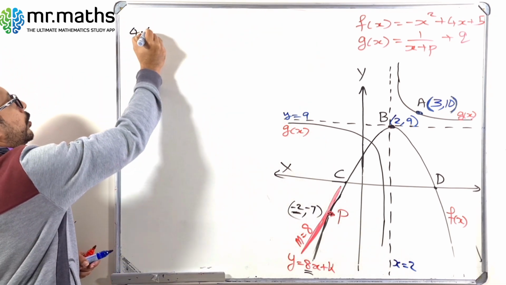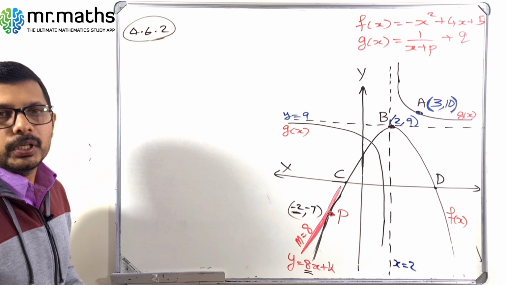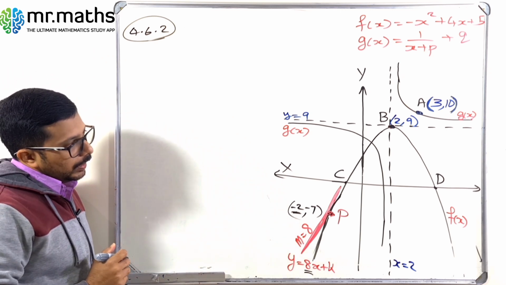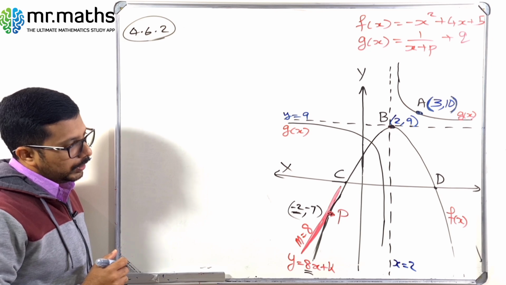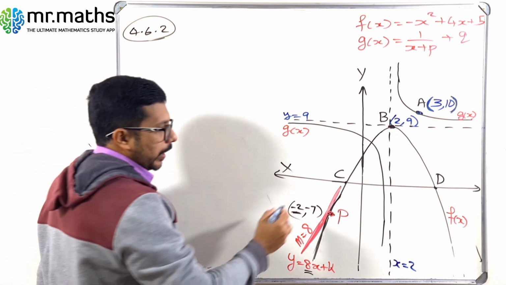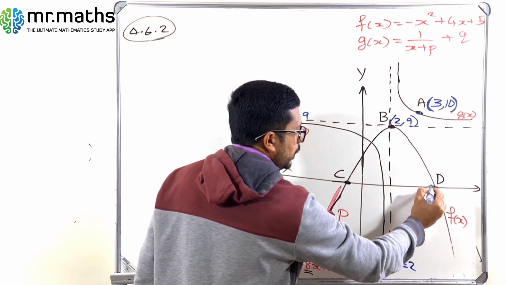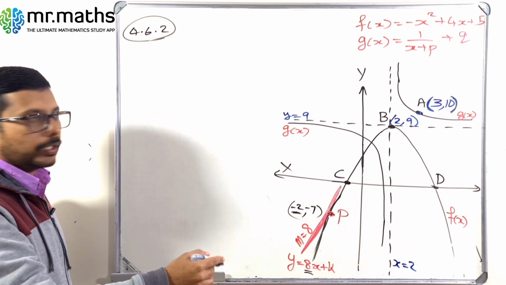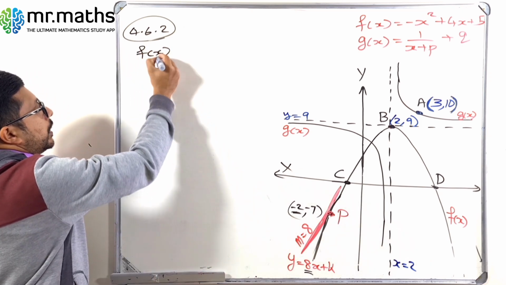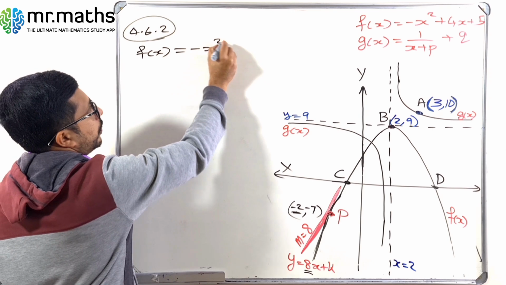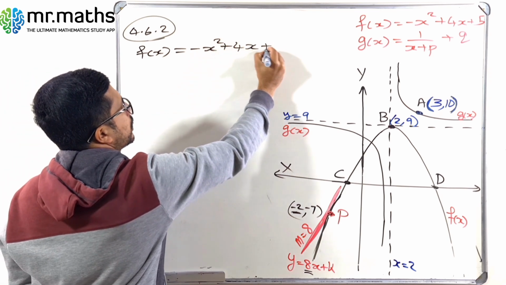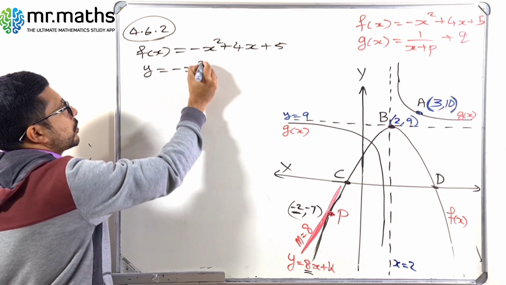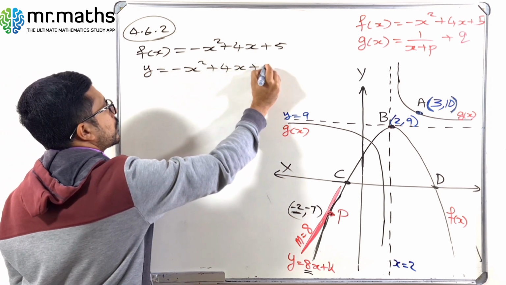Question number 4.6.2. Before I explain that one, you have to understand something. First of all, let me try to find the coordinates of C and D. You know, those are the x-intercepts of that parabola f of x. What is the equation of f of x? f of x is equal to minus x square plus 4x plus 5. So f of x is the same as y. y is equal to minus x square plus 4x plus 5.